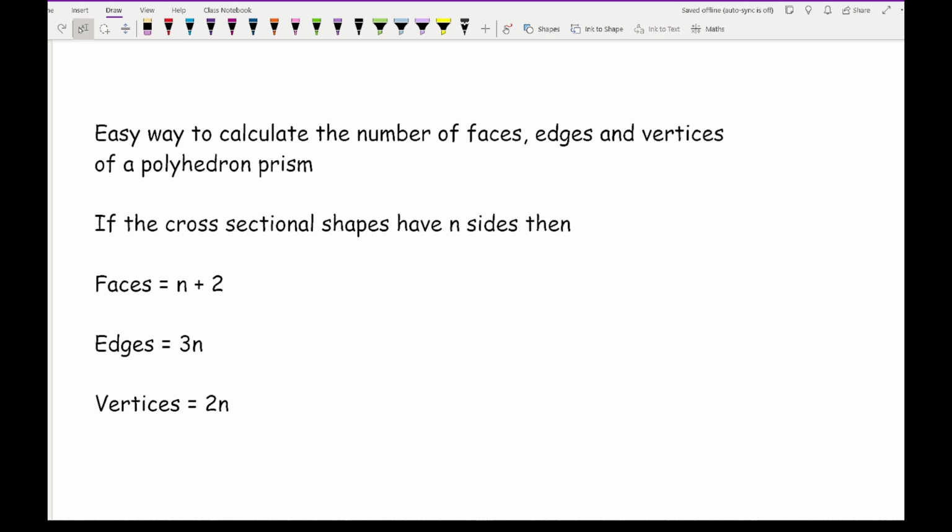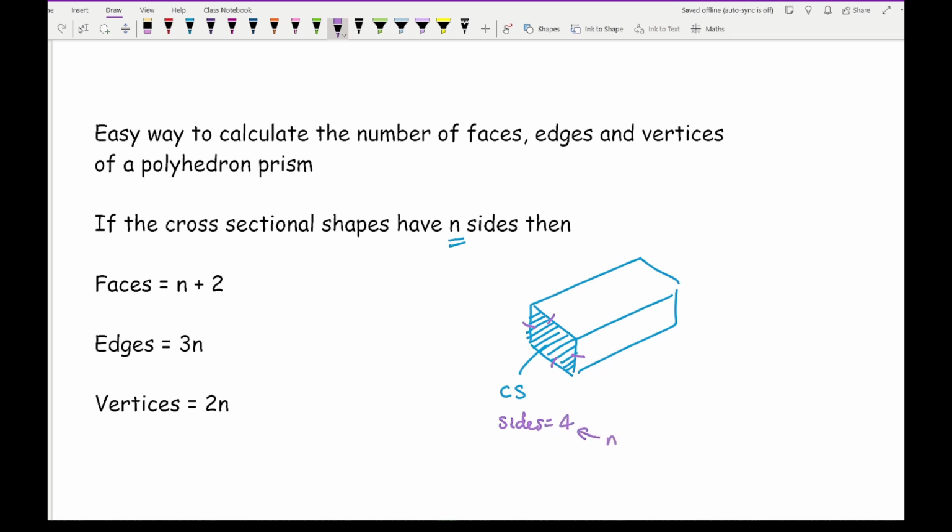Now an easy way to calculate the number of faces, edges and vertices of a polyhedron prism is if the cross-section shape has n sides. So remember what we mean by a cross-sectional area. So if I draw, let's say, a cuboid, then the cross section is the face that's repeated to make that shape. So I'm going to go for this side being my cross section. And so the number of sides that that's got is going to be 4. So it's got 1, 2, 3, 4. So the number of sides equals 4, and that is my n value.